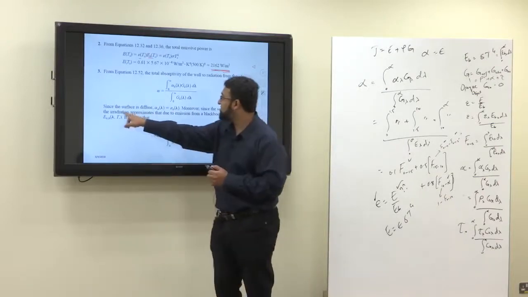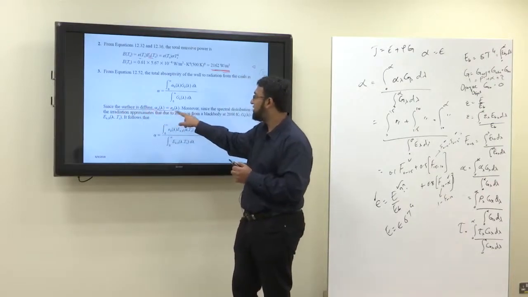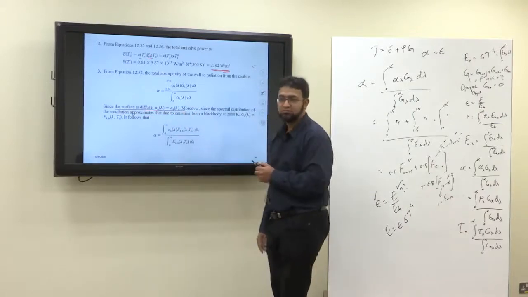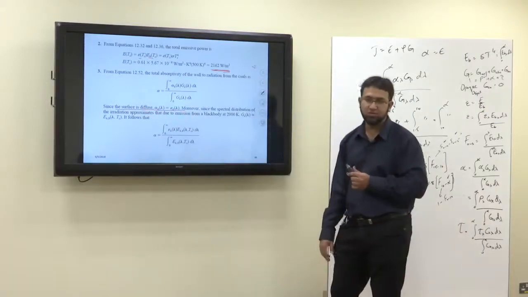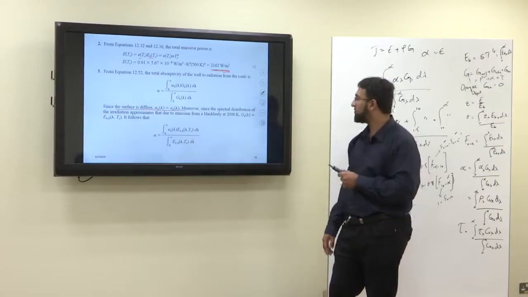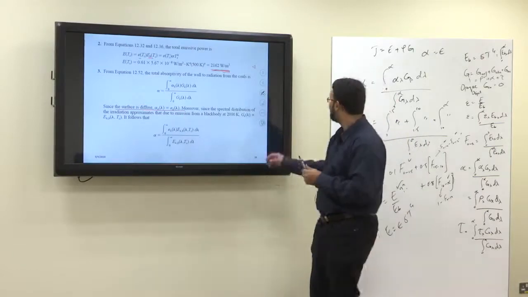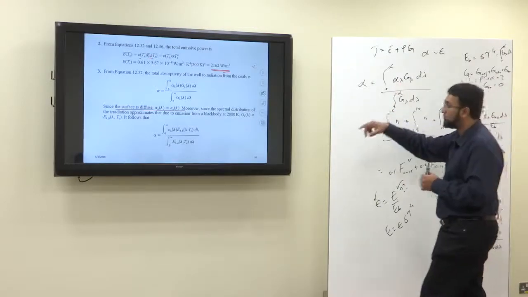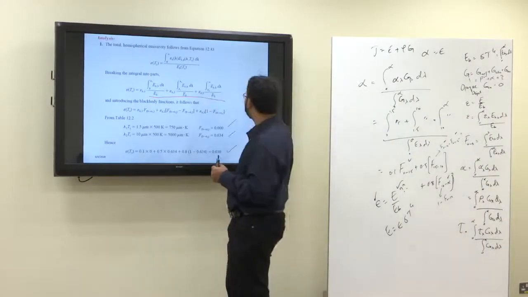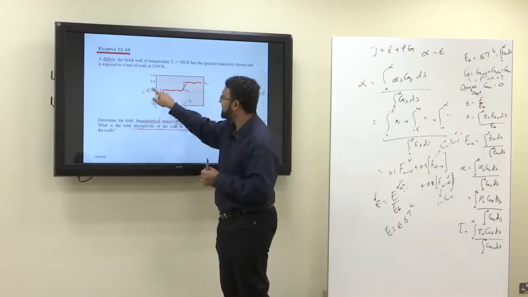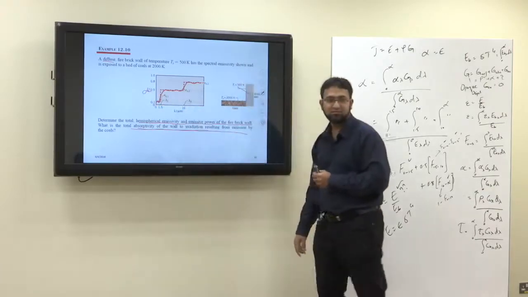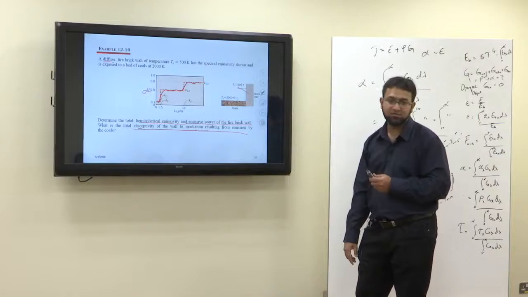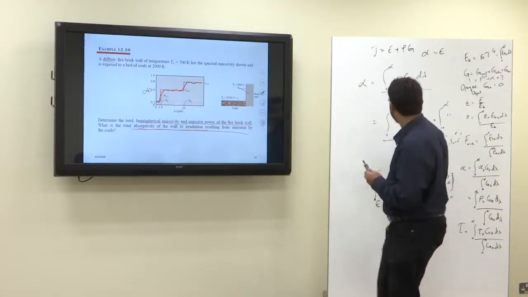So since the surface is diffuse, alpha is equals to epsilon. Now instead of alpha, we can use epsilon here. So consider the same graph is applicable for alpha. Now you will get the same result, but remember one thing here.